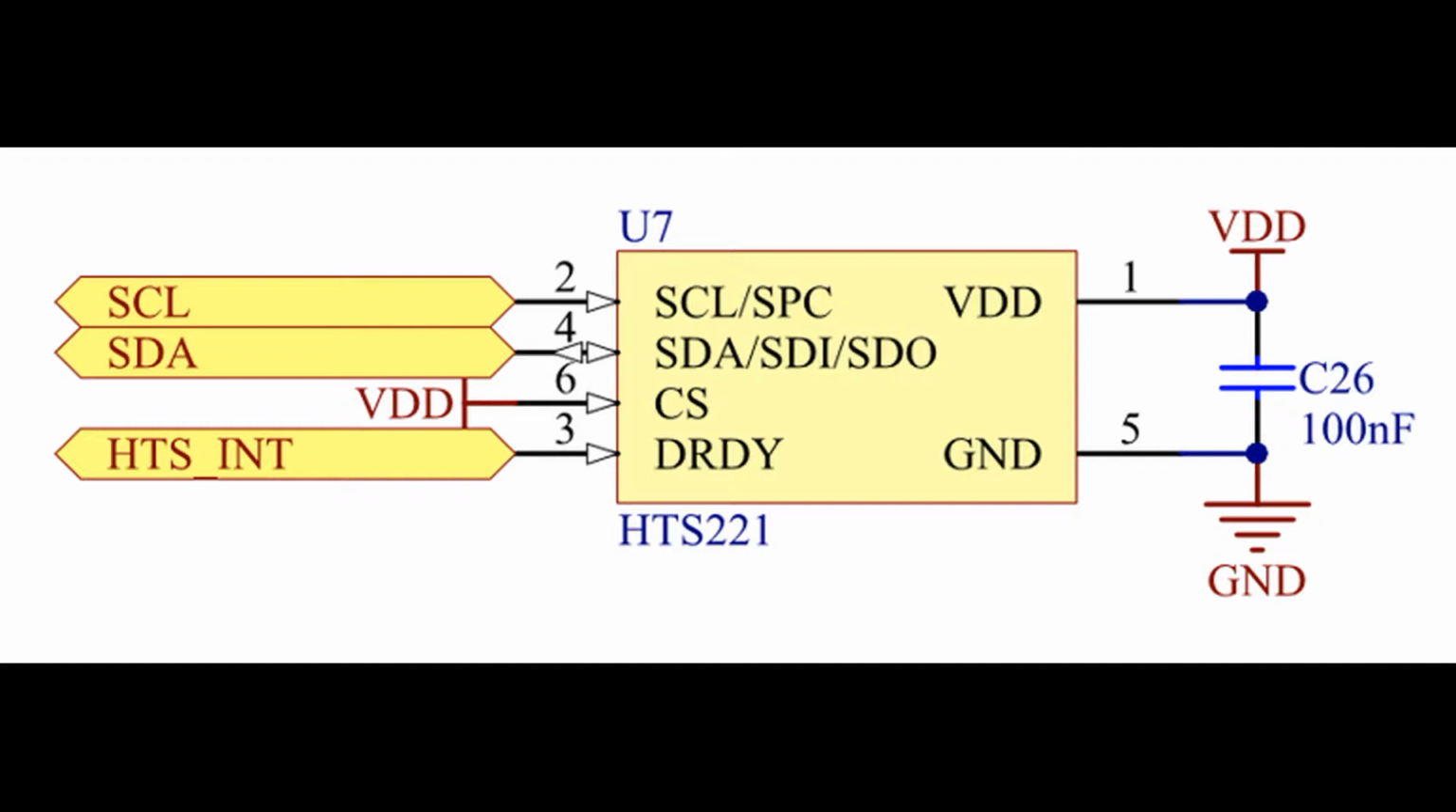Pin 1, VDD, is the power supply. Pin 2, SCL or SPC, serial clock or serial port clock. Pin 3, DRDY, data ready output signal. Pin 4, serial data SDA or SPI serial data input or output, SDI or SDO. Pin 5, ground, GND. Pin 6, SPI enable, I2C or SPI mode selection.